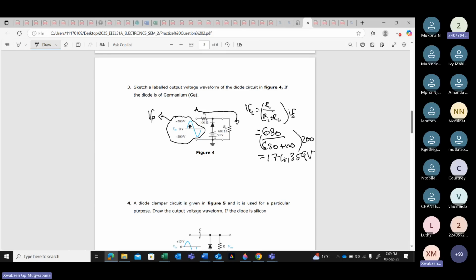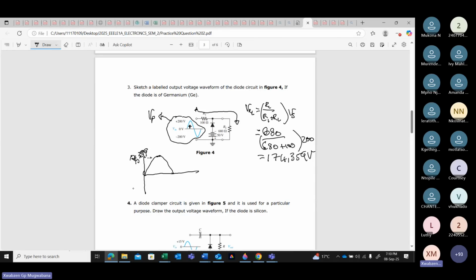174,359 volts. That is the peak voltage. Now, this simply means that during the positive cycle, remember, you have got two cycles which are being pushed into your circuit. During the positive cycle, your positive here is going to be 174,359. This is during the positive cycle.